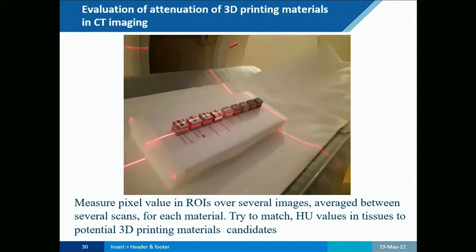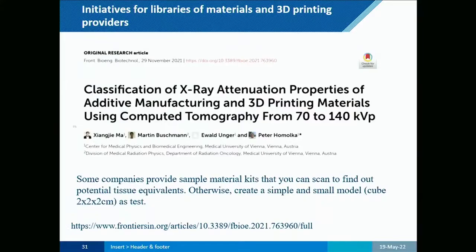How do you start? Normally getting small samples, then you go for cubes, you put them in your scanner, you scan them, measure regions of interest, and you try to identify what tissues your material candidates could be similar to. There are more and more initiatives to try to have libraries of materials in 3D printing providers, because as I said, there's a wide variety, so in the community we need more knowledge shared about this.